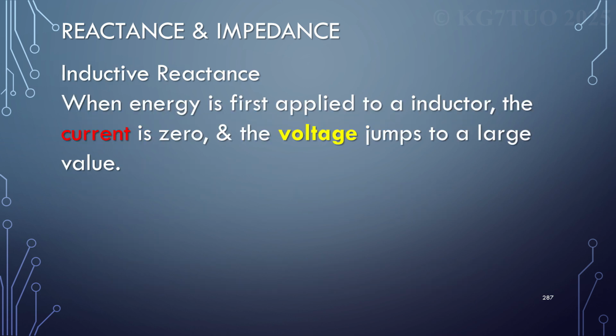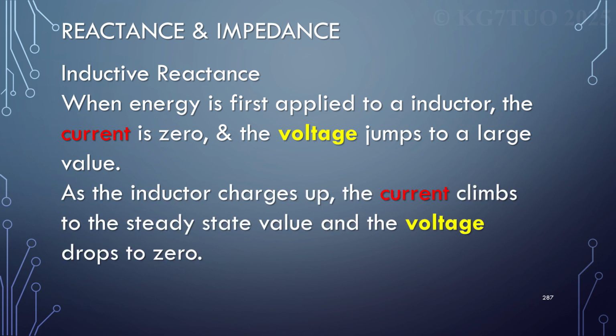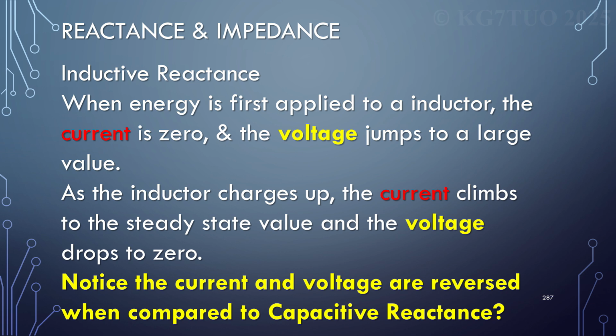When energy is first applied to an inductor, the current is 0 and the voltage jumps to a large value. Kind of like the opposite of the other one. Current is 0, but the voltage is high. And then as it's in there, it comes back. As the inductor charges up, the current climbs to the steady state value and the voltage drops to 0. That is the opposite of the capacitor. Notice the current and voltage are reversed when compared to capacitive reactance. They definitely want you to get this.